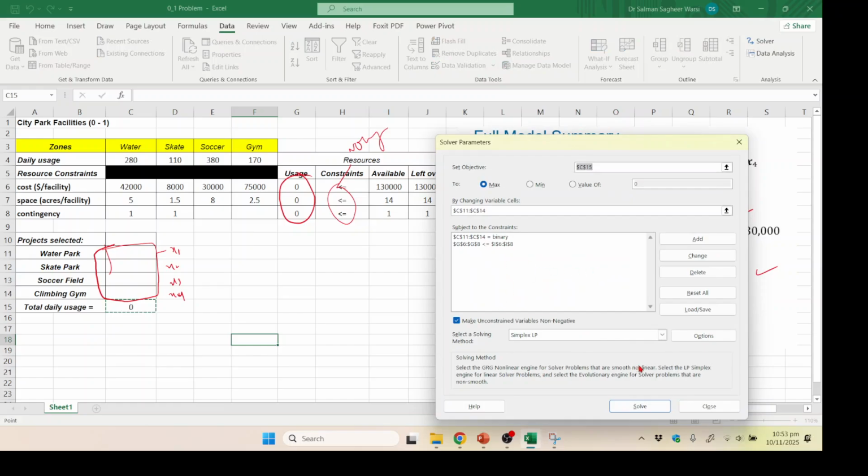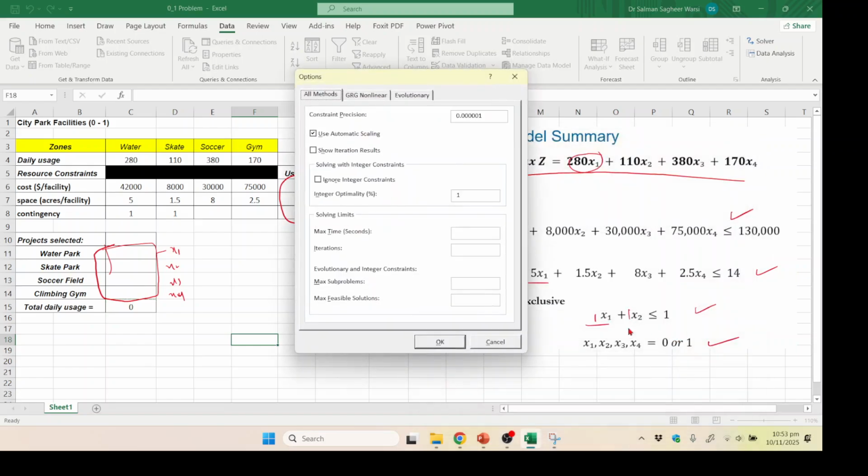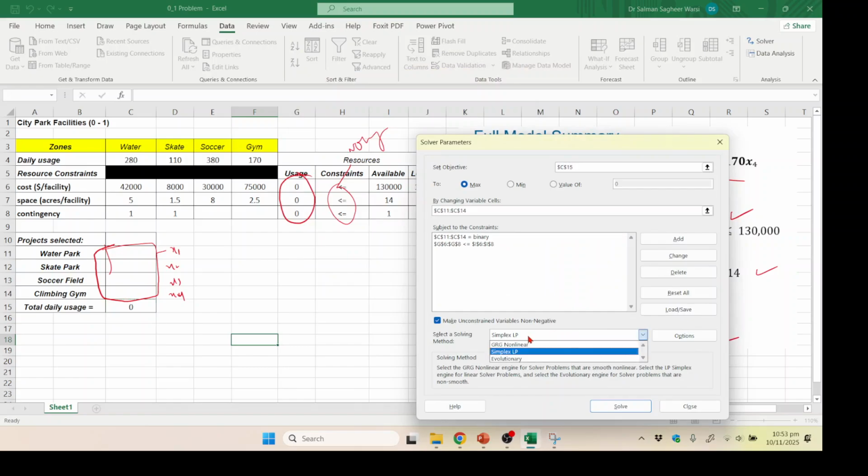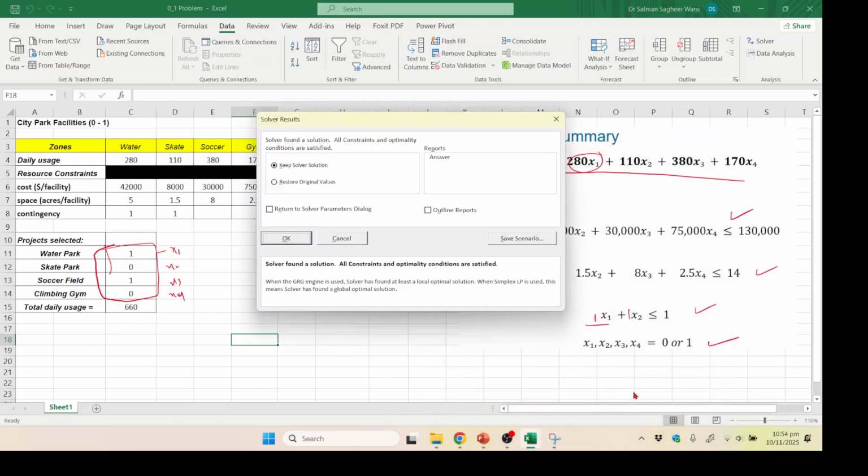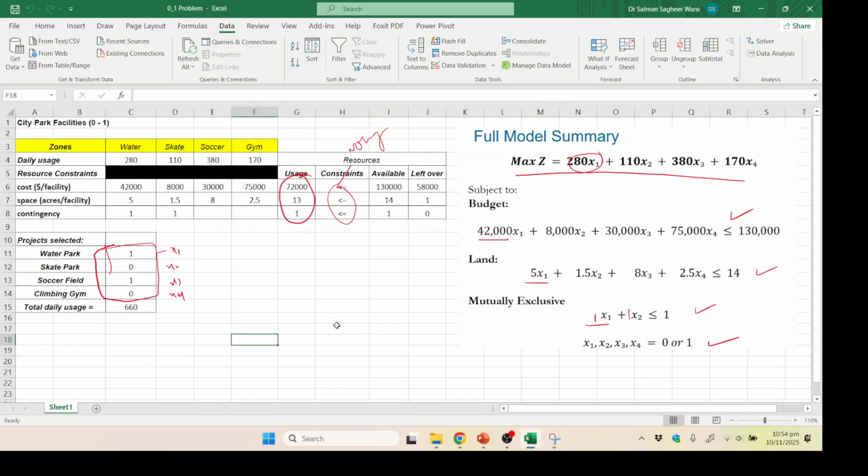So it's okay now. Next, the algorithm and options. Just check, sometimes this is checked, so make sure that this is unchecked. Now the algorithm is Simplex LP, so everything is all set. So let's solve it. Okay, hooray, you see, we have solved the problem. We have found the feasible solution.